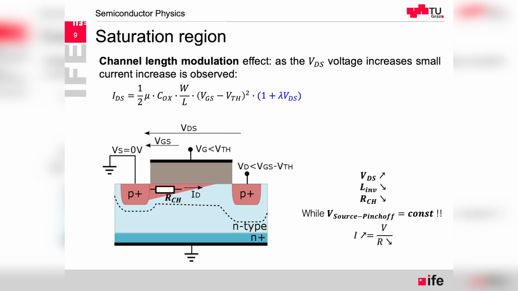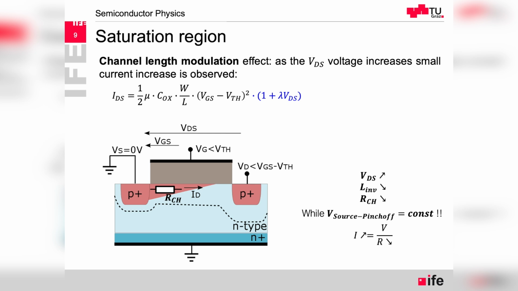So the resistance is getting smaller, voltage is constant at the pinch-off point, so drain voltage is decreasing, source is constant, and the pinch-off point voltage is constant. Just the distance between source and the pinch-off is smaller, so the resistance is decreasing. So if we think about Ohm's law, the voltage at pinch-off is constant, resistance is decreasing, so the current has to increase to compensate for that change.